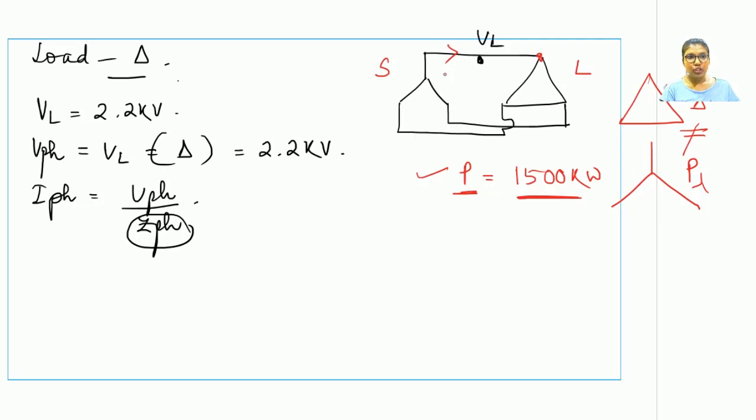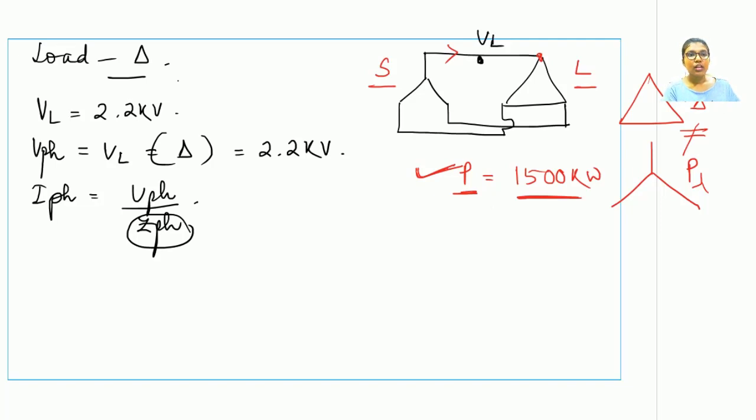In this question, the source connection is specified to us and the load connection is specified to us. And it says the source is delivering a power of 1500 kilowatts to the load. So the source is delivering this power and the load is also taking this power. Do not get confused that since the source is in star connection and the load is in delta connection, this power will get changed. No.